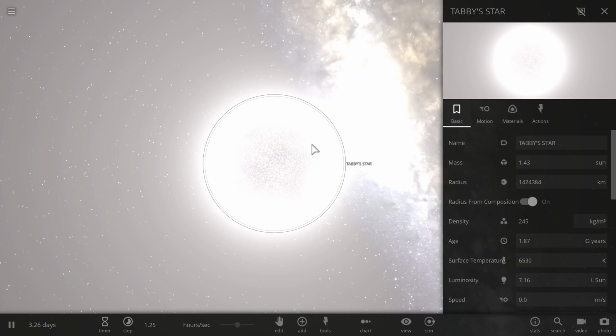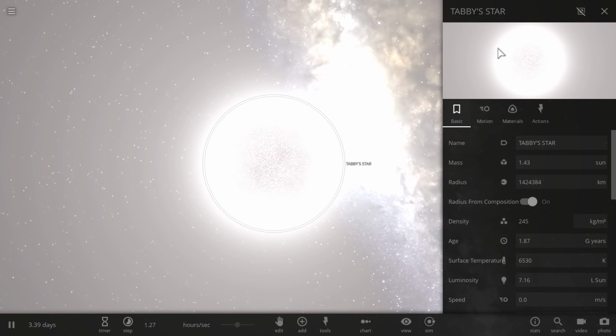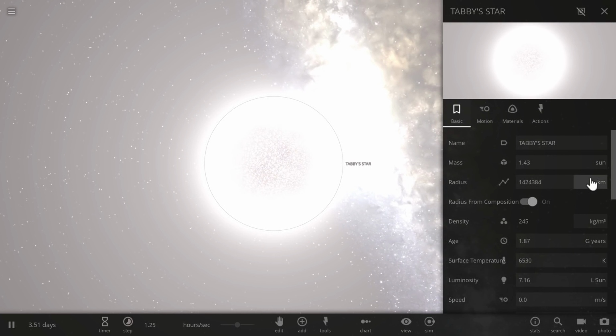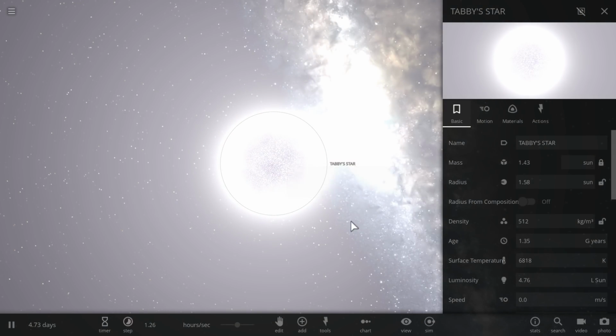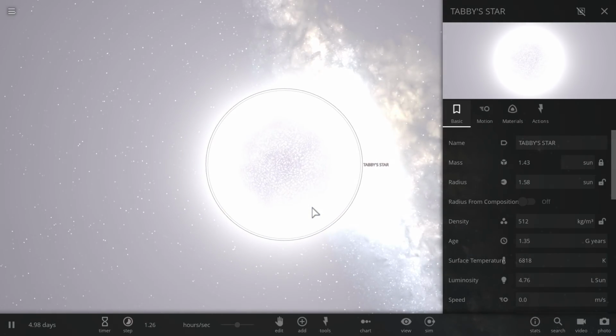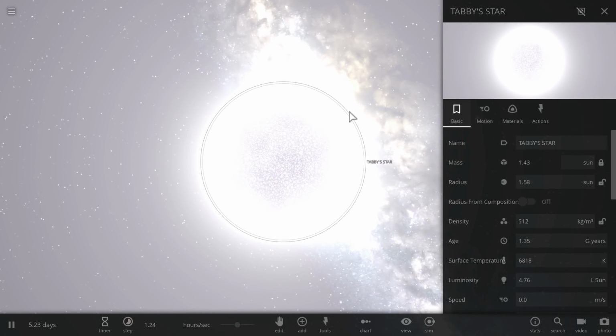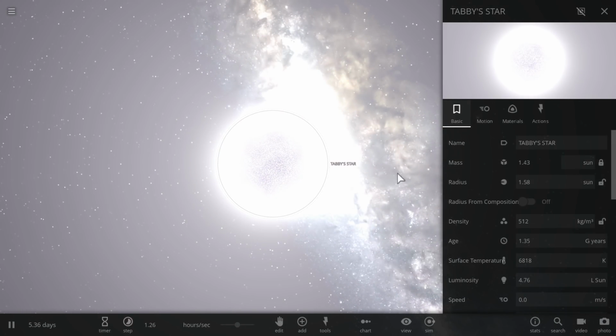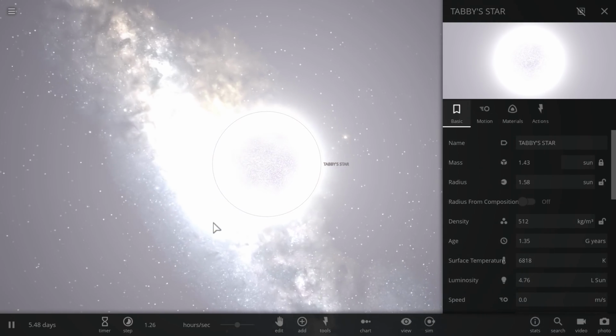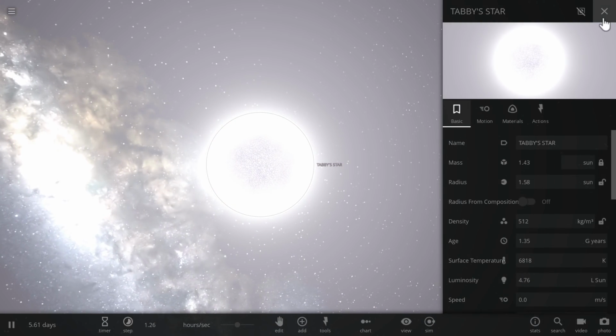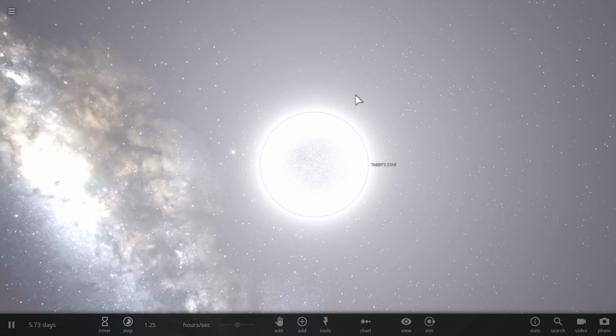It's also a little bit brighter, maybe about 5 times brighter than our sun, and is a little bit bigger in size as well. So if you were to compare this to our sun, it's maybe about 1.58 radii of the sun, making it about 500 kilograms per cubic meter in density. So that's Tabby Star. It's also hotter, close to about 7,000 degrees Kelvin, and overall this is known as an F-type star. So our star is known as a G-type, this is an F-type.